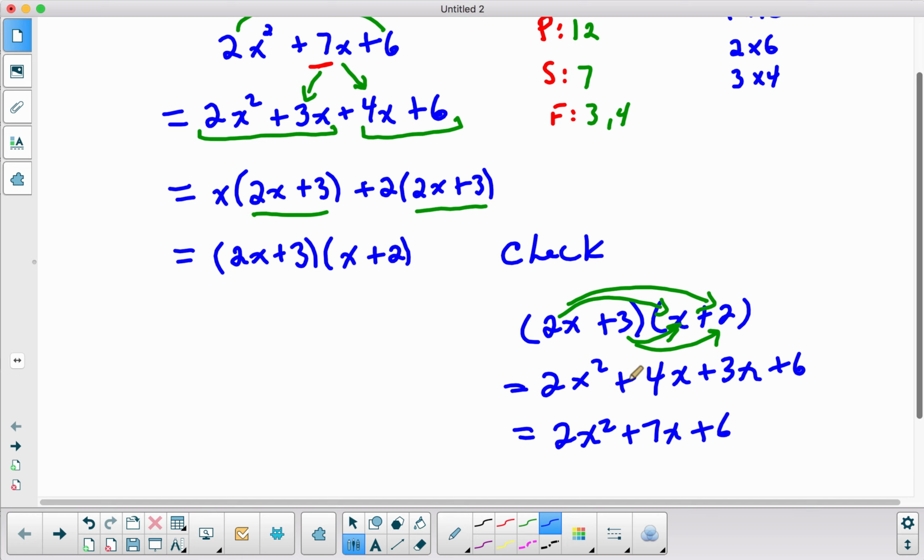So there you have it. Even though it doesn't look that way, this (2x plus 3) times (x plus 2) is in fact equal to the original trinomial, which is 2x squared plus 7x plus 6. So factoring is just the process of converting a sum, things that are being added, into things that are being multiplied together, factors that are being multiplied together.